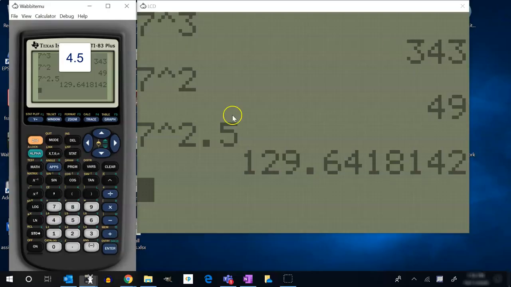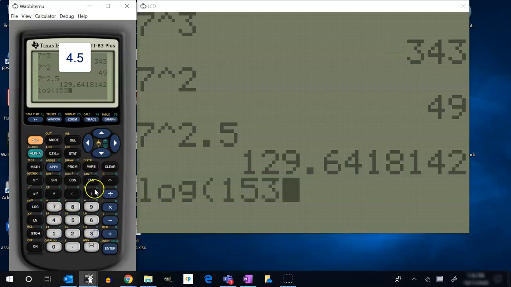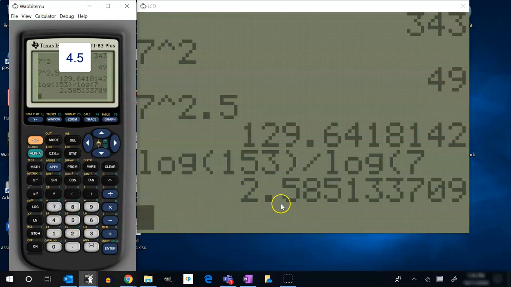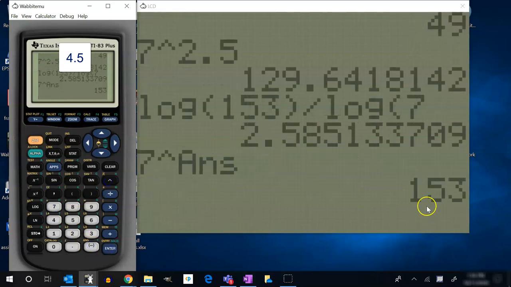All right, let me try that on my calculator and see what happens. So log of 153, close off the parentheses, divide by log 7. 2.58, and so on. So I was getting closer to it with a 2.5. Remember what we were trying to solve was 7 to what power is 153? So if I go 7 to the power of this answer I just got, it is 153. This gives it to me.